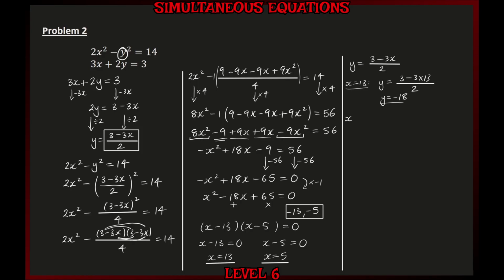We now take x is equal to 5 and do the same thing. So substituting in gives us y is equal to (3 minus 3 times 5), all divided by 2. And this gives us y is equal to minus 6. So we have our second pair. And so our final solution to problem 2 is x equals 13, y equals minus 18, and x equals 5, y equals minus 6.